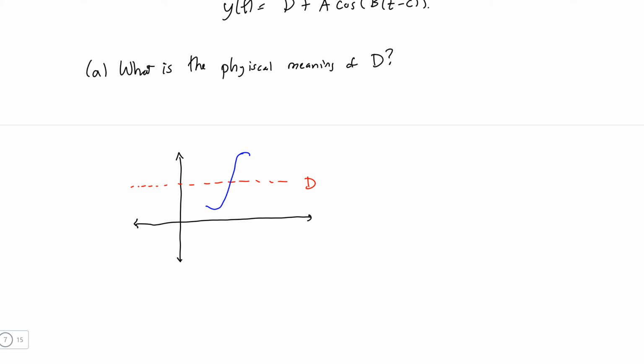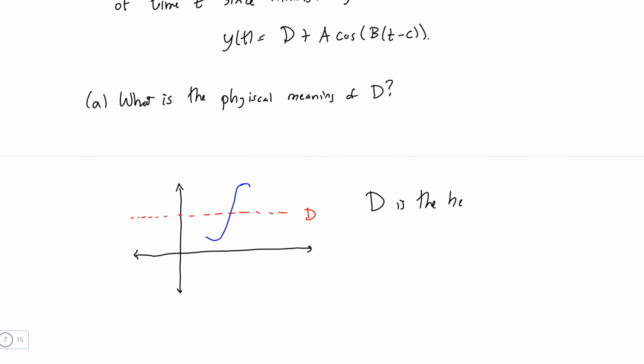We don't have to be precise for this part. So in this case, the d is measuring the depth of water halfway between high and low tide. All right, so here would be our high tide, here would be our low tide. That d is right in the middle of it.